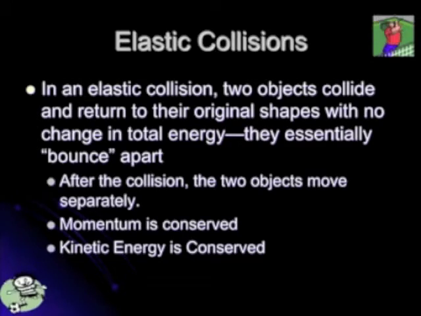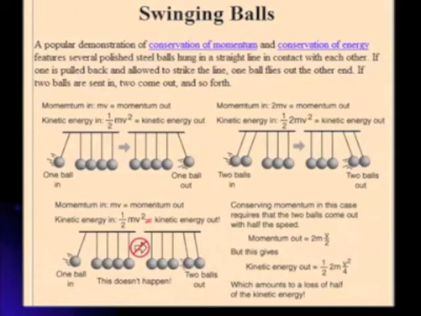So in an elastic collision, the two objects collide and return to their original shapes with no change in total energy, and they essentially bounce apart or bounce off each other. So after the collision, they're moving separately. In this type of collision, momentum is conserved, as they are in all types, but in this specific one, kinetic energy is also conserved. So one example of this that you may have seen in the past is Newton's cradle, which has the 5 balls hanging from strings, and if you pull one out, it will send one out on the other side when it bounces through. If you pull 2 balls out, it will send 2 out on the other side as that bounces through, and so on.